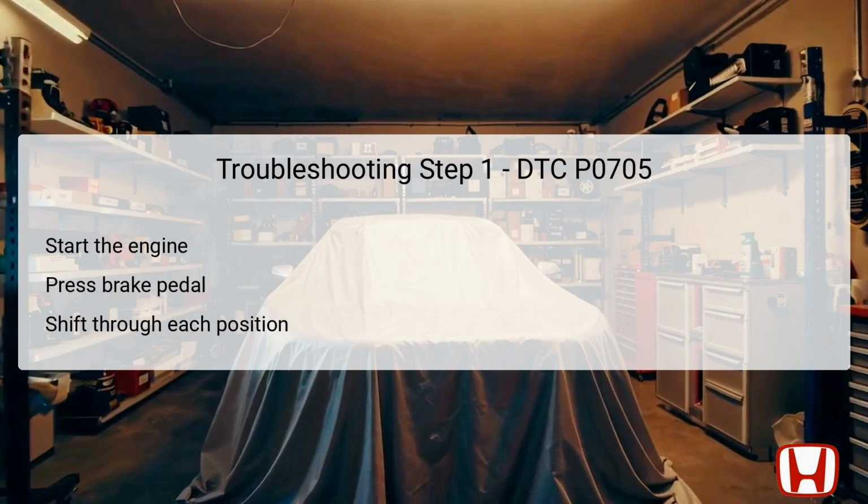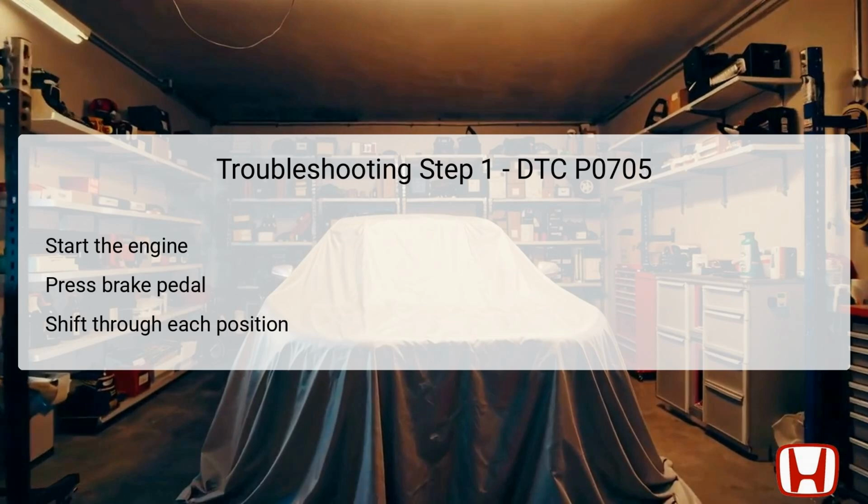The first step in troubleshooting DTC P0705 involves starting the engine to ensure the vehicle is in operable condition. Once the engine is running, it is crucial to press the brake pedal to ensure safety while moving the shift lever. Next, the shift lever should be moved into each position: park, P, reverse, R, neutral, N, drive, and sport, for at least 1 second each.